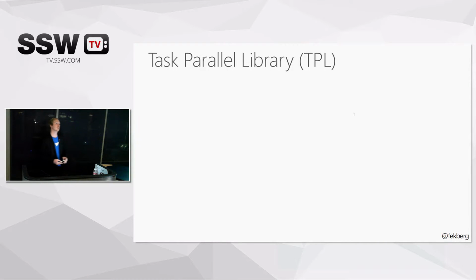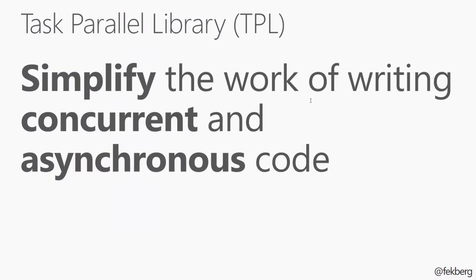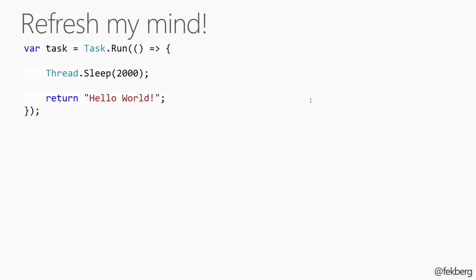To help us do asynchronous and parallel programming, we have the Task Parallel Library. The Task Parallel Library is about simplifying the work of writing concurrent and asynchronous code. I stole this text from MSDN because I think it's excellent. It points to these important things that it's allowing us to do both asynchronous programming and concurrent programming, or parallel programming. And Microsoft introduced this Task Parallel Library back in .NET 4, and they've since then improved how to write asynchronous code and how to introduce that in new applications.